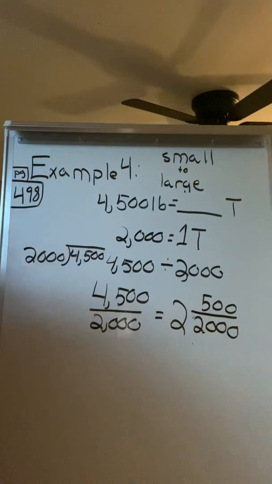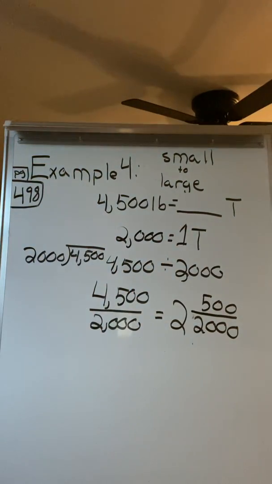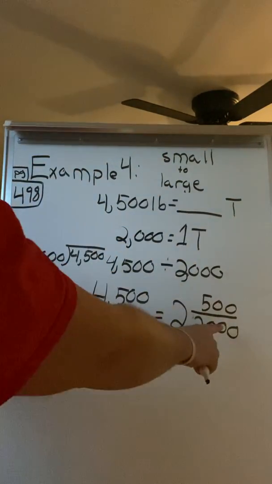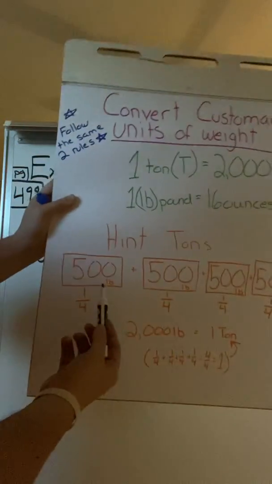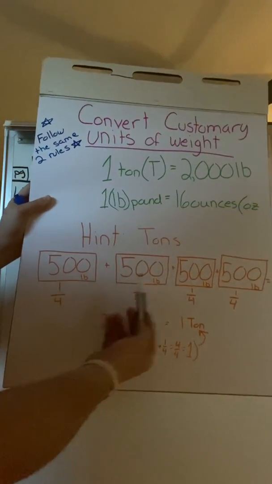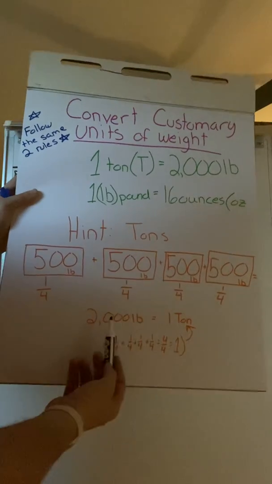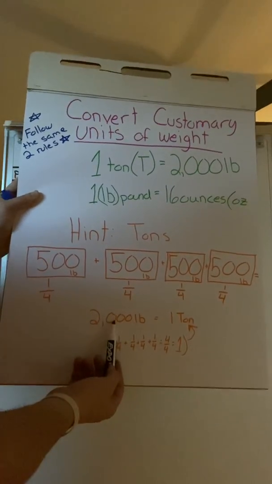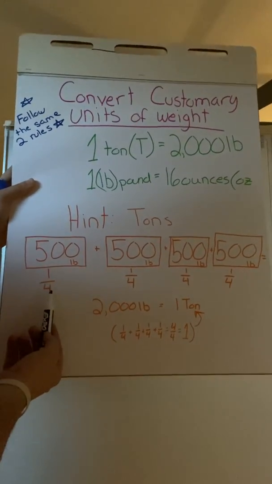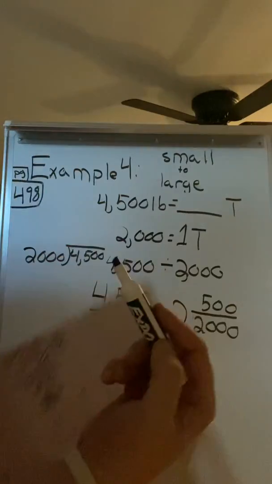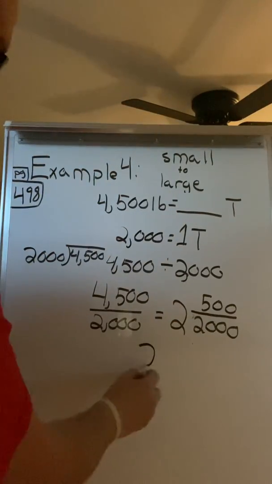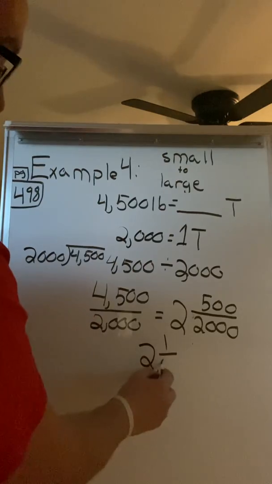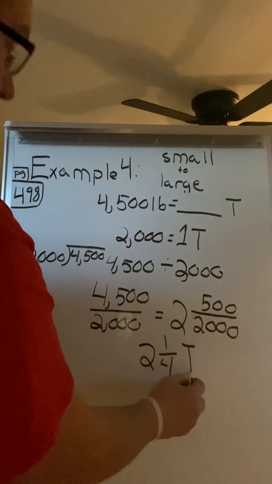Well, if I look back at my hint, when I have 500 out of 2,000, if I have 500, 500, 500, 500, and I have 1 out of 2,000, I know that that's going to automatically equal 1/4. So my answer would be 2 and 1/4 tons.